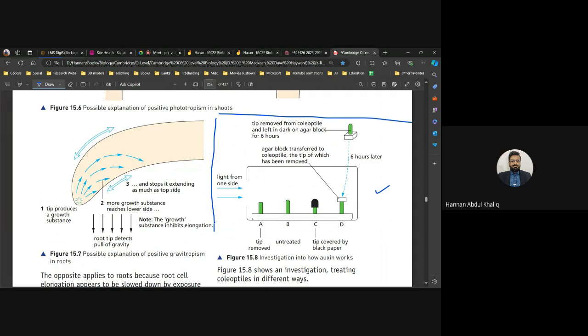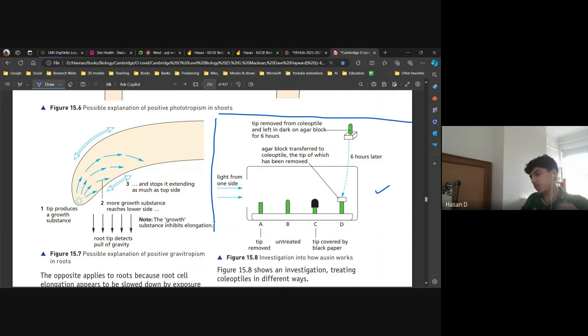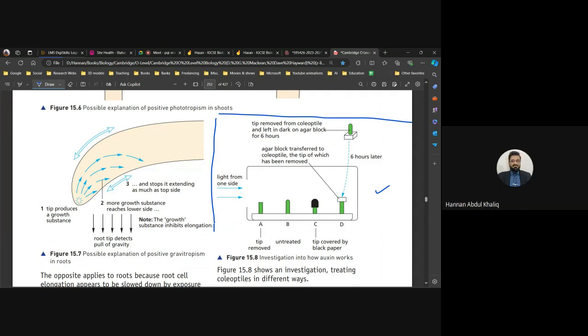Remember, you have removed the source of auxin. Yes, the growth was dependent upon it. You have removed the coleoptile, leading to the stop in the growth. No more bending, no more growth, no more gain in length.